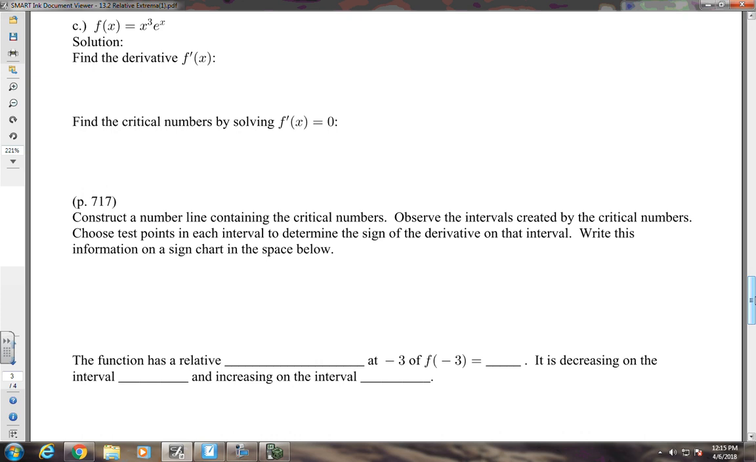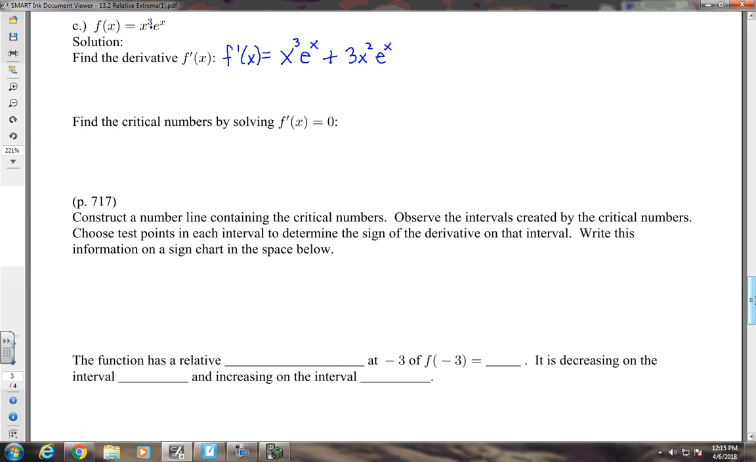So the first thing we need to do is find the derivative. Now, can you determine which rule is appropriate for finding the derivative here? I'm assuming you said the product rule, right? Because we're dealing with the product of two functions of x. So the product rule says we keep the first function the same, and we multiply by the derivative of the second. That's a hard one, right? Derivative of e to the x is e to the x. Plus the derivative of the first function, that's 3x squared, times the second one, e to the x.